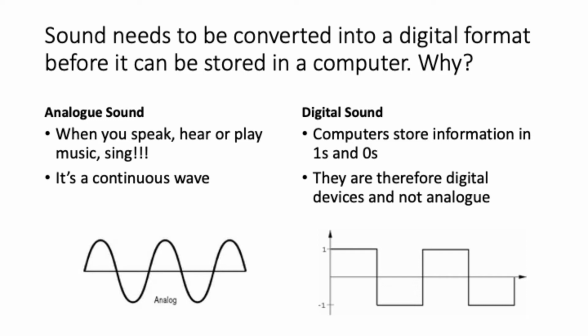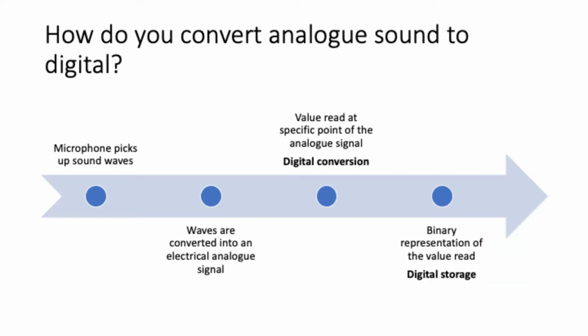But computers only store things in digital format. They store things in ones and zeros. So they're actually digital devices and not analog. So we've got to do that conversion first. So how do you convert analog to digital? Well, this is one of those exam questions that comes up every so often.